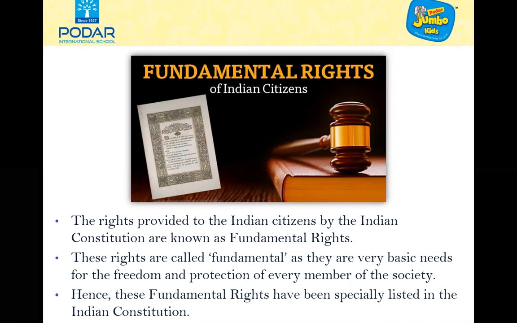And in today's topic, we will be learning and discussing those rights given by our Constitution, and they are known as fundamental rights. The rights provided to the Indian citizens by the Indian Constitution are known as fundamental rights. These rights are called fundamental as they are very basic needs for the freedom and protection of every member of the society. Hence, these fundamental rights have been specially listed in the Indian Constitution.